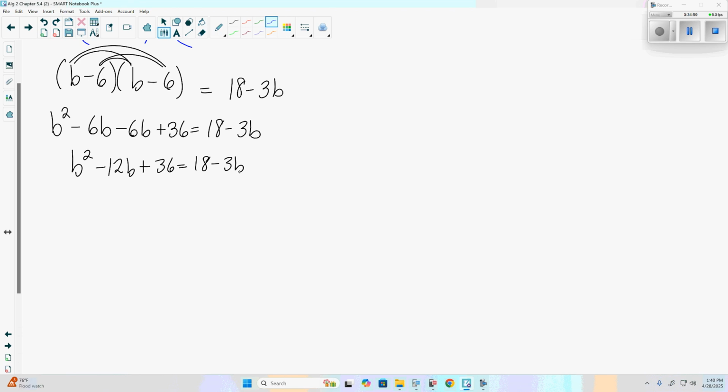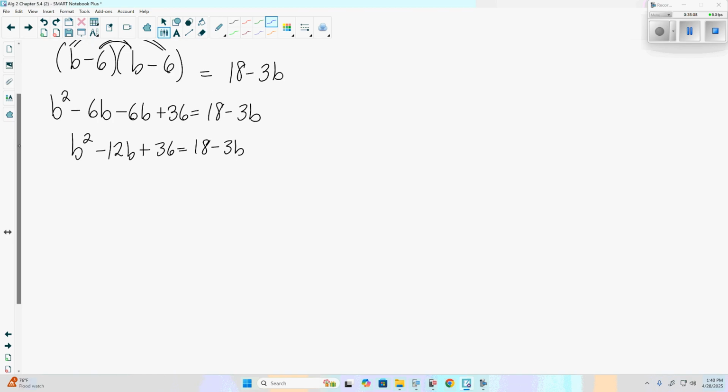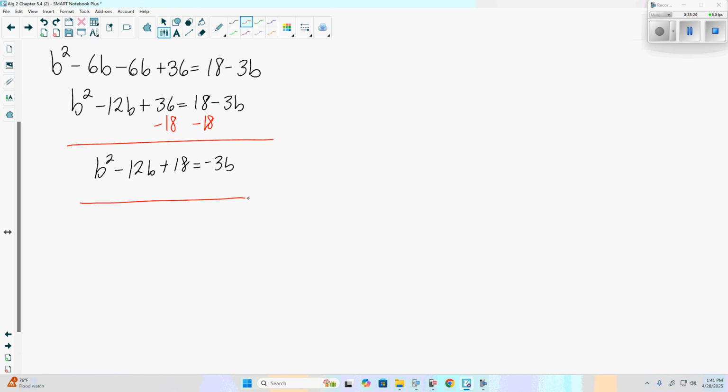Now we do have like terms, our negative 6b and negative 6b. Well, they'll combine to give us negative 12b. Again, we have a b squared term and b term, so we would need to get this equal to 0. So we could subtract 18 first, telling us b squared minus 12b plus 18 is equal to negative 3b. Then we can add 3b to both sides, telling us b squared minus 9b plus 18 is equal to 0.